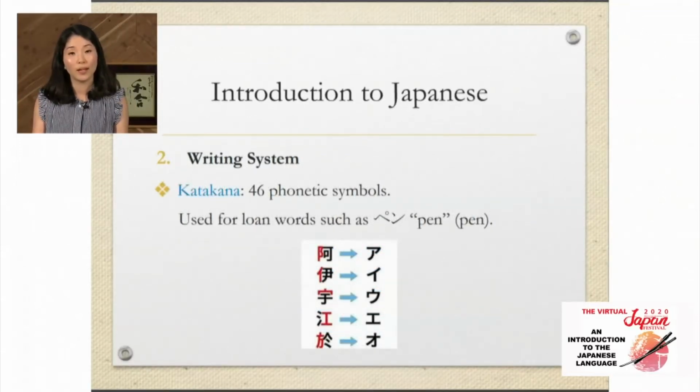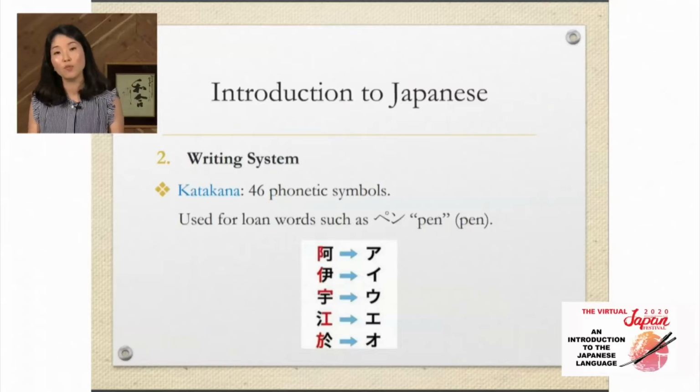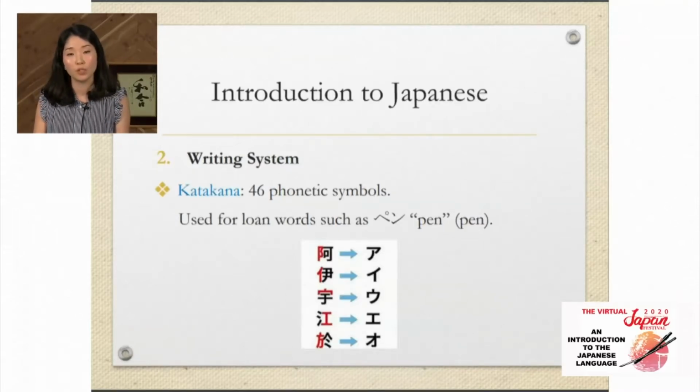Now, let's move on to Katakana. Katakana are the same 46 sounds, but different phonetic symbols. We use Katakana letters to describe long words, like foreign words. For example, pen. Pen is a pen, so we write pen in Katakana letters. Katakana also came from Chinese characters, a different set of Chinese characters. You can compare Hiragana and Katakana. Hiragana are more round shaped than Katakana. Okay?